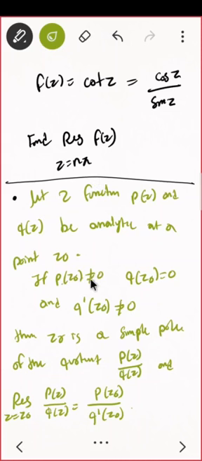P of z naught is non-zero. P of cos z क्या होता है, cos of n pi, that is -1 to the power n, sin of n pi, that is 0. So both the conditions are satisfied. What is derivative of sin z, that is cos z. So again Q dash of z is also satisfying. So what will be your final answer?